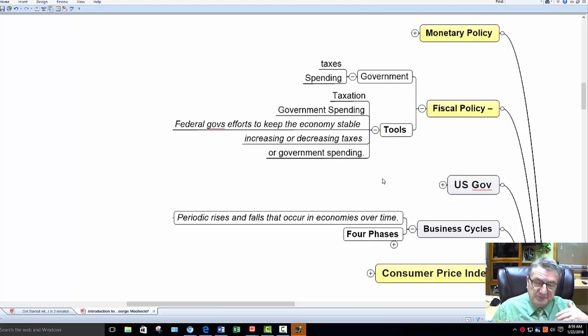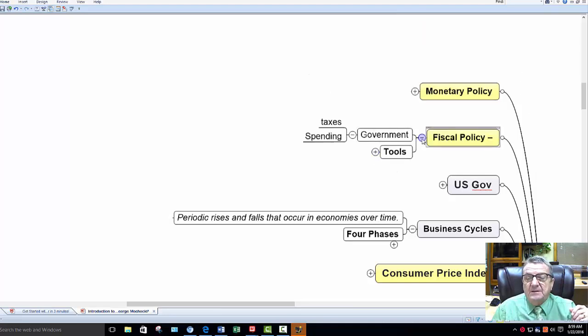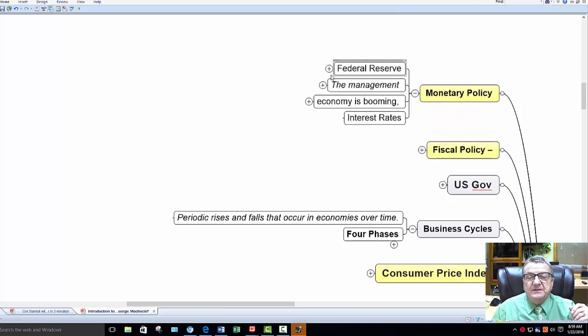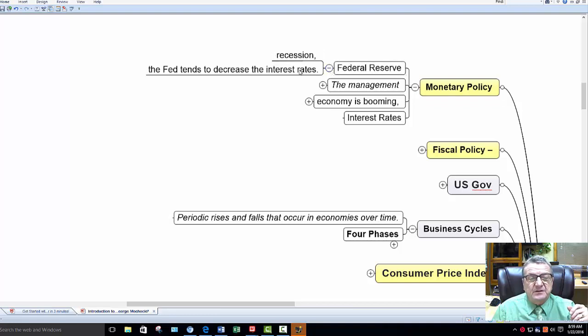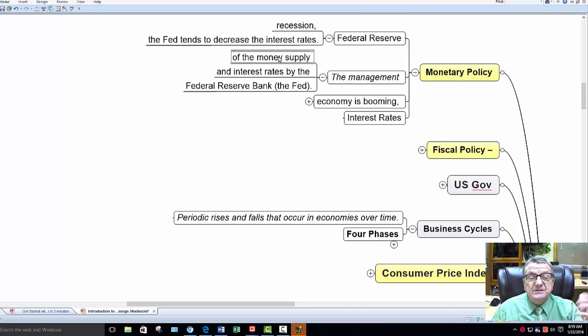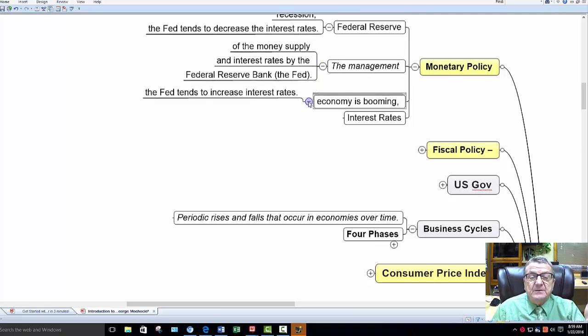Okay, with the other ones we talked about the recessions and different cycles. Now the monetary policy, I'll touch on real quickly, is the Federal Reserve, and I just talked about recession. It tends to lower the interest rate, what we call the discount rate. It manages the supply of money and the interest rates, by the Federal Reserve. When the economy is booming, the Fed tends to raise. Right now, you see the economies.